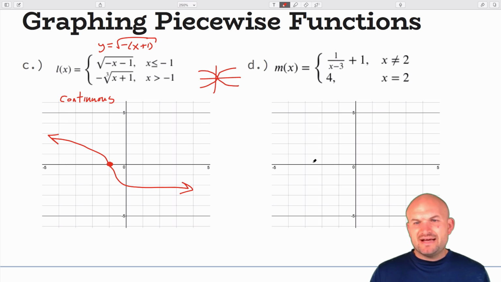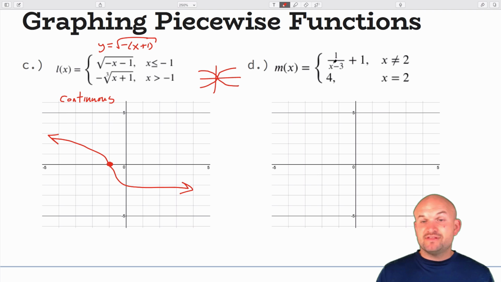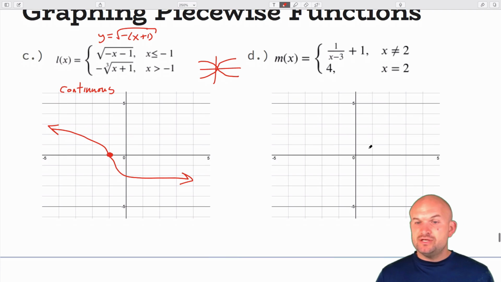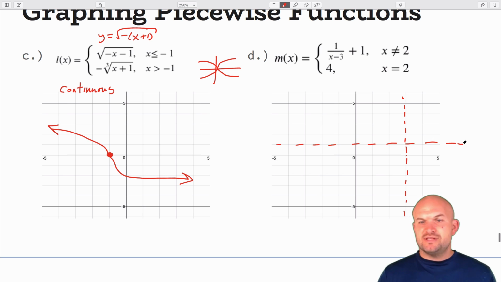The next one, m of x, is the reciprocal function. If you remember that as the hyperbola, you have horizontal and vertical asymptotes, but it's being shifted 3 units to the right. So 1, 2, 3. Therefore, my vertical asymptote of the parent graph is at x equals 0, so now it's going to be at x equals 3. My horizontal asymptote was at y equals 0, so now it's going to be at y equals 1. So that's what my graph looks like.